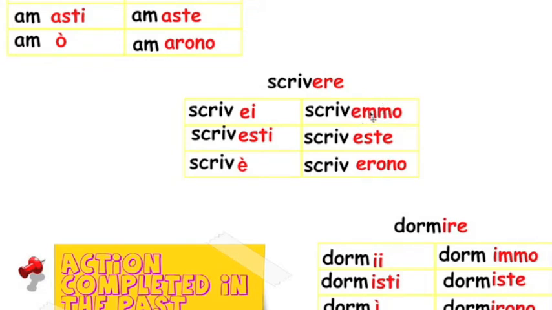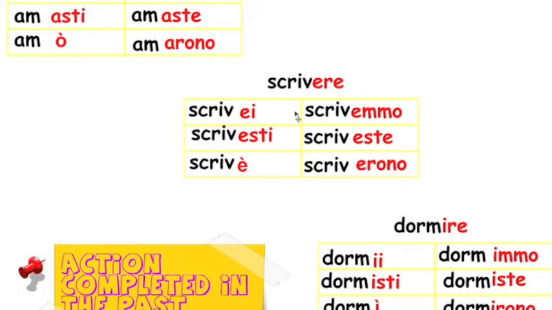Just really quickly, this looks a lot like the conditional, right? Immo. And I always told you with two M's, otherwise it looks like the future. But the big difference, please pay attention, is that with the conditional, the root was only removing the E. So that would have been scriveremmo. This is scrivemmo. So pay attention to that because that might get you a little confused. Same with this one. Scrivereste is the conditional. So make sure it all has to do with the root.